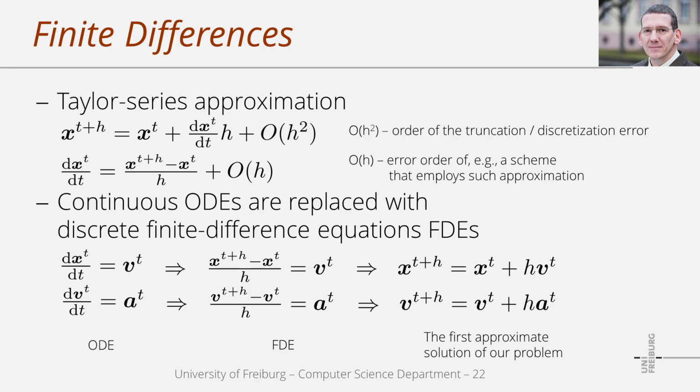And these two equations are a first option to solve our problem. We see how to approximately compute the position x at t plus h as x of t plus h times v of t, and we can compute the velocity v at t plus h as v of t plus h times a of t. These two equations actually solve our problem and can be used to reconstruct the particle positions and velocities over time. Each of these two equations is referred to as explicit Euler update. So we see an explicit Euler update for the position and another one for the velocity.